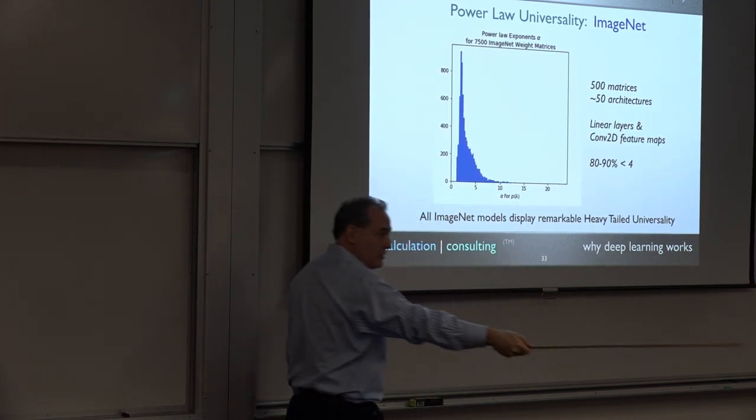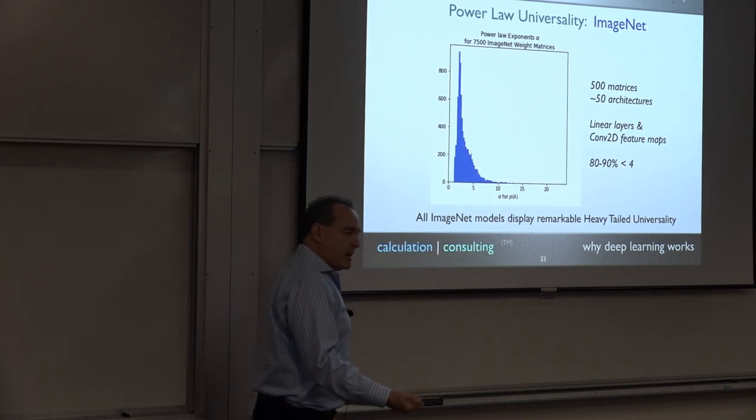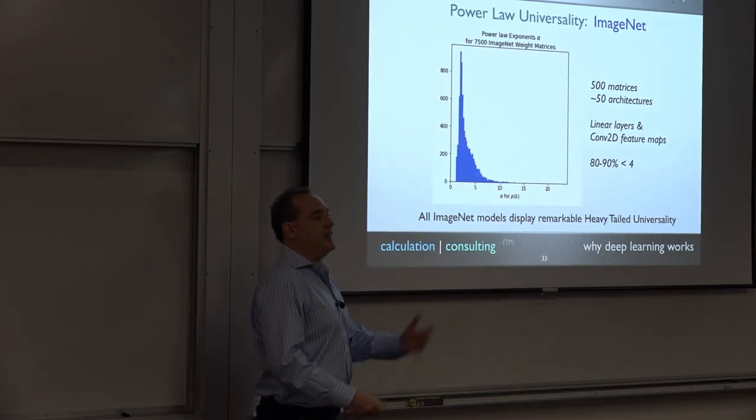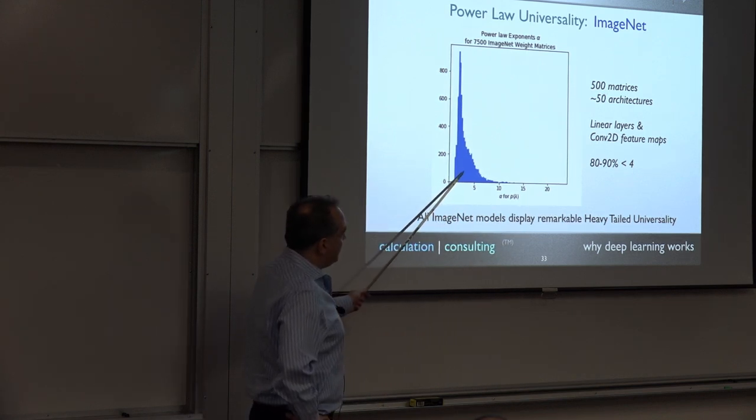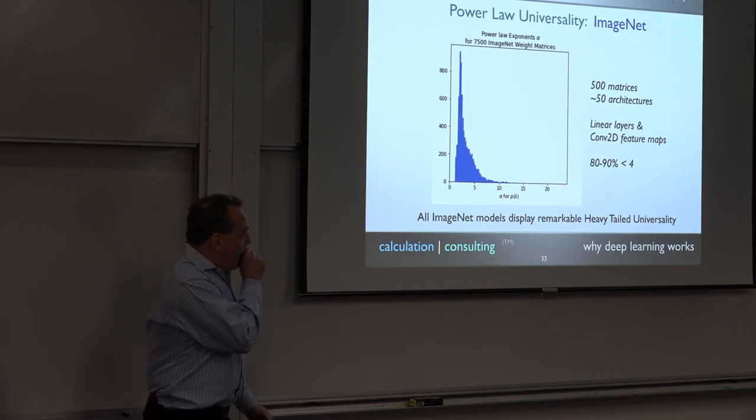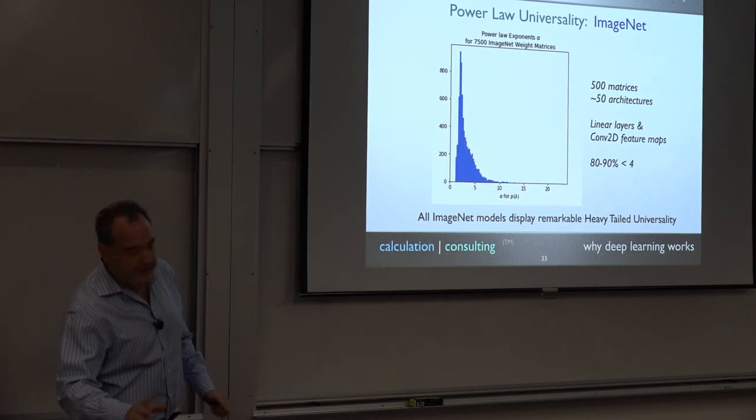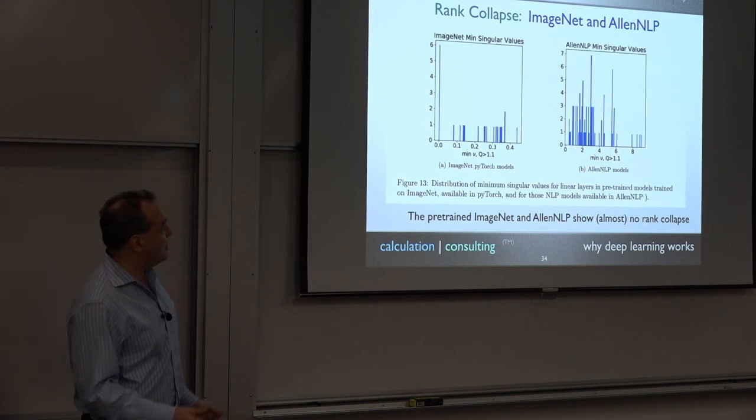Some of the very small convolutional layers you asked about show smaller exponents. So we're not sure if that's real or if that's just numerical error. But for the most part, you see at least 80% are fat-tailed. They live in this fat-tailed universality class. This is for ImageNet, and we see similar behavior for NLP models.